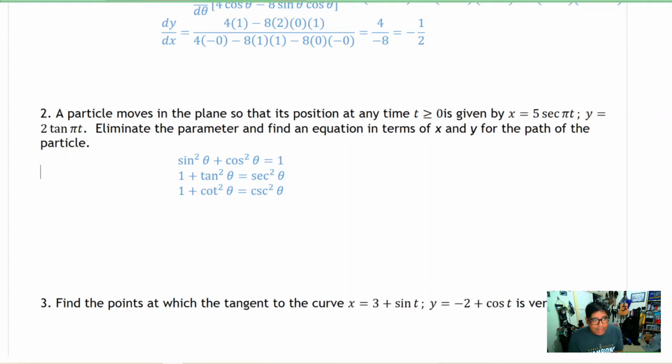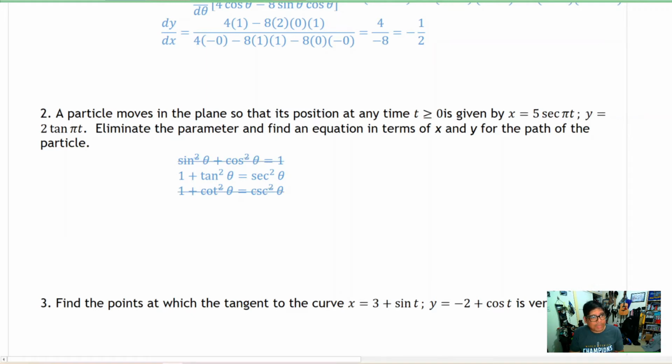And believe me, nothing is going to make you seem more like a trig god than if you memorize these 3 equations, and of course, if you're really good at using them. So looking at the work that we have, we've got x is 5 secant pi t and y is 2 tan pi t.